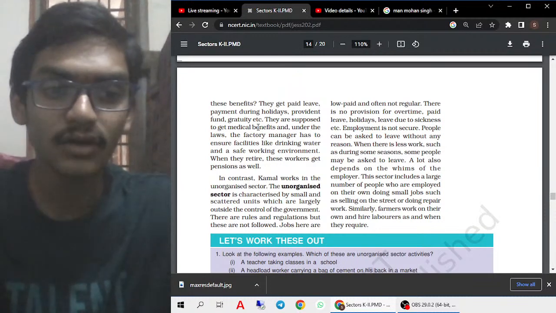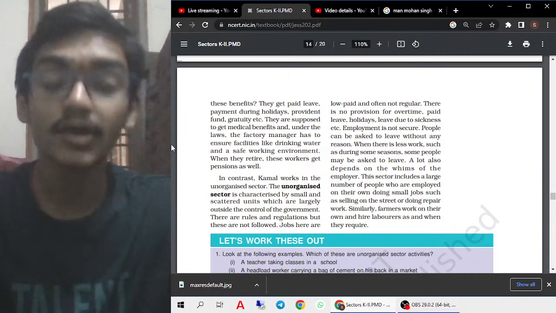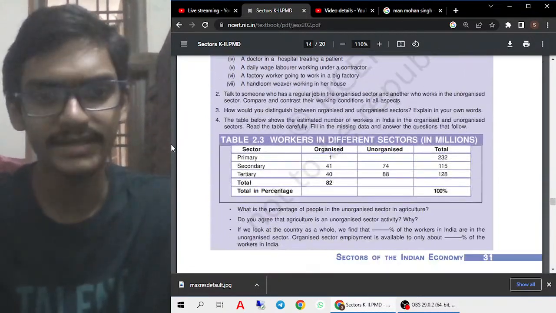This unorganized sector is formed by small scattered units, which are not under the control of the government and do not have any formal rules and regulations. That is the unorganized sector.